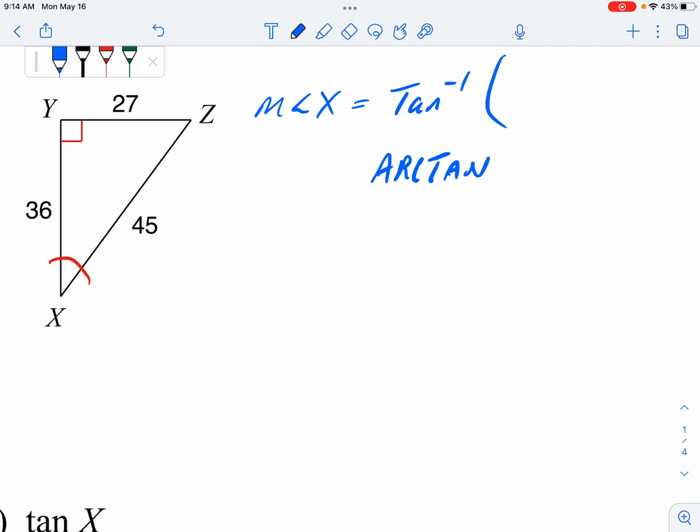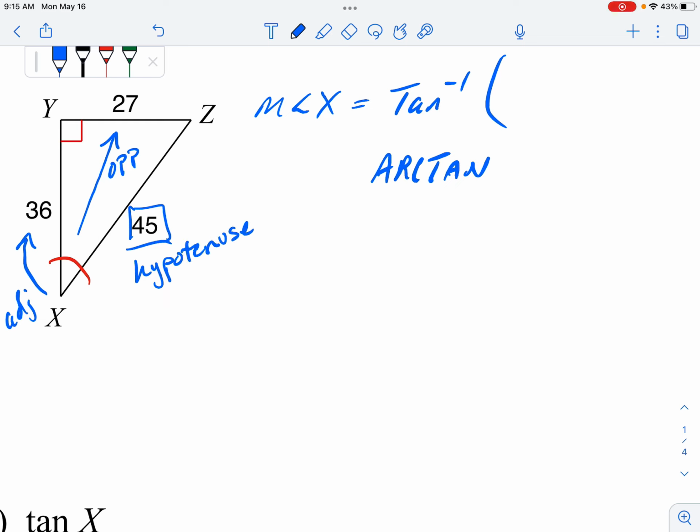Tangent inverse of, and again, tangent is still opposite over adjacent. The opposite side of x is 27. This is the opposite. The adjacent side to x is 36. Students often ask, why isn't this 45? Why isn't that the adjacent side? It's still next to my x. It's really important to recognize that this side is actually the hypotenuse. The hypotenuse of the triangle can never be the opposite or the adjacent. The hypotenuse is always the hypotenuse. I'll just write hypotenuse over here, if I could spell it correctly.